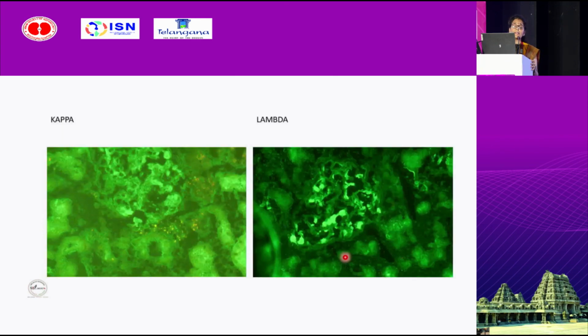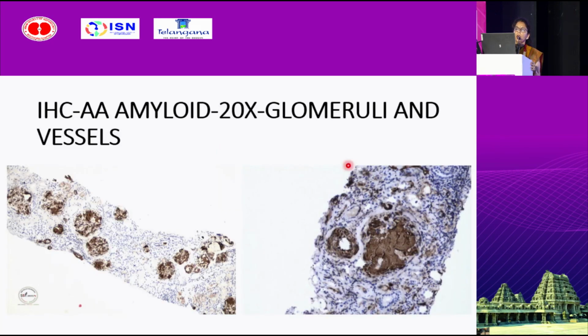So when there is a light chain restriction, here lambda is showing mesangial positivity and kappa is negative. So lambda restricted, that becomes AL type of amyloid, or if any heavy chain is restricted, that will become heavy chain amyloidosis. When we see there is no restriction, then we will go for IHC, immunohistochemistry for AA amyloid, and it is showing diffuse positivity along the vessel wall and in the mesangium.